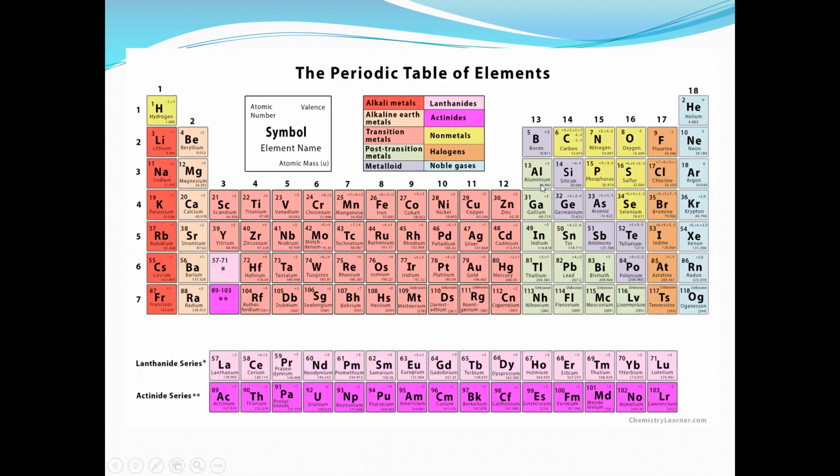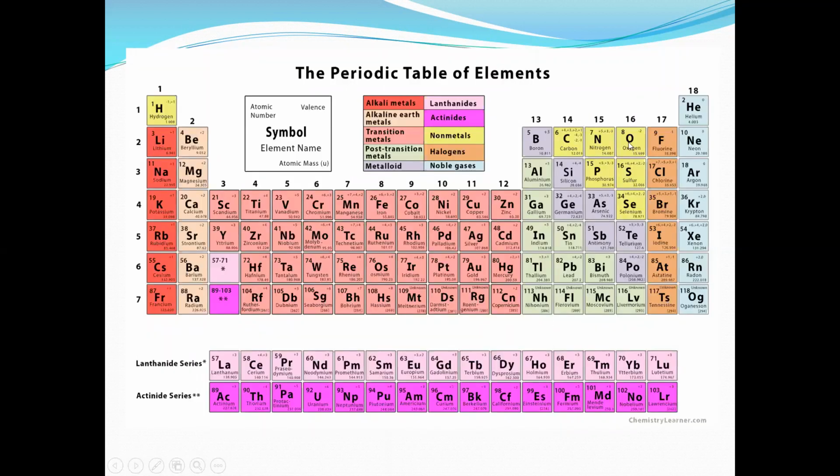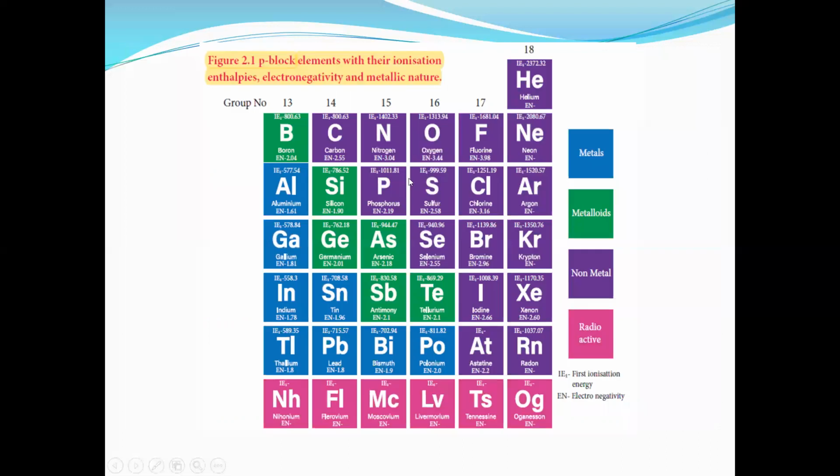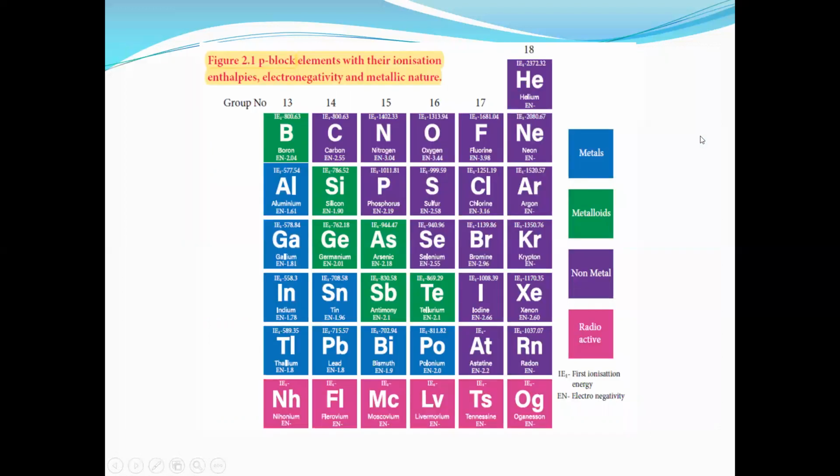Group 13 we call the boron group. Group 14 we call the carbon group. Group 15 we call the nitrogen group. Group 16 we call the oxygen group. Group 17 we call the halogens. Group 18 we call the noble gases or the inert gases. So these are the P block elements. They are present on the right side of the periodic table. Groups 13 to 18 we call the P block elements.